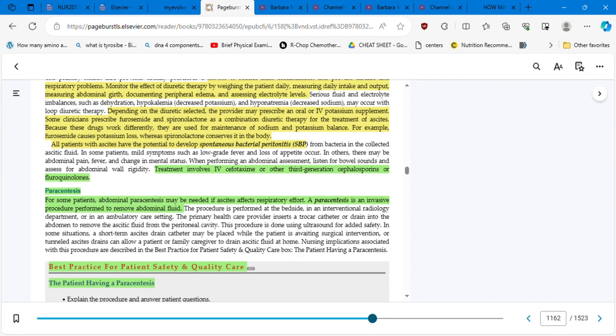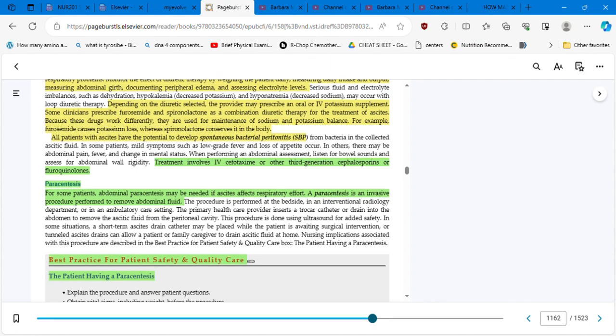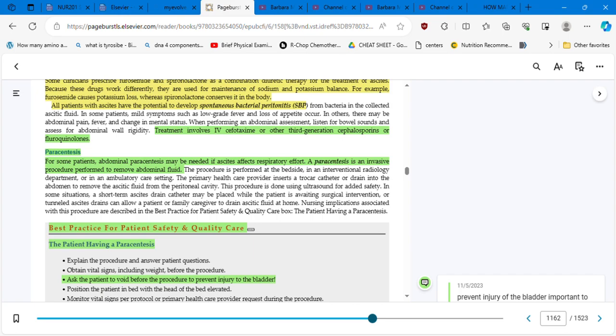So we have to be knowledgeable that these diuretics work differently. We have some that are used for maintenance of sodium and potassium. For example, furosemide causes potassium loss, whereas spironolactone conserves potassium in the body. All patients with ascites may have the potential to develop spontaneous bacterial peritonitis. Treatment involves IV cefotaxime and other third-generation cephalosporins or fluoroquinolones.